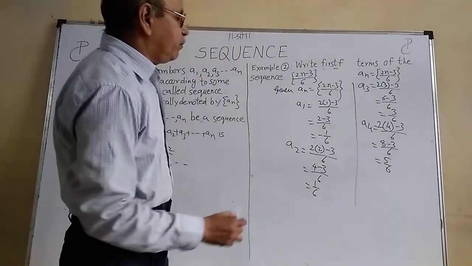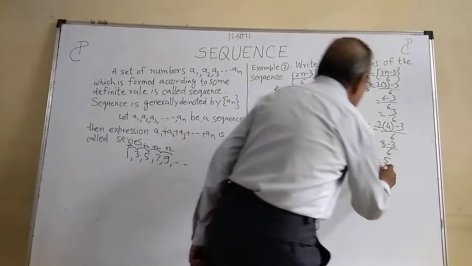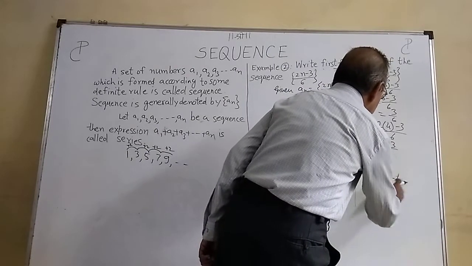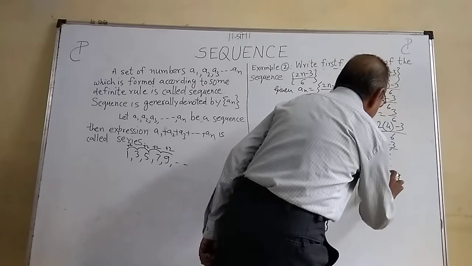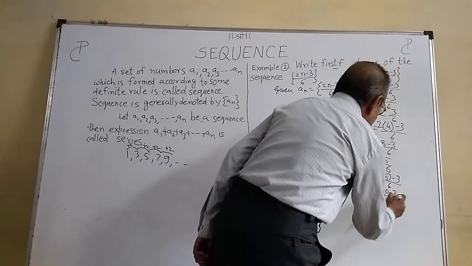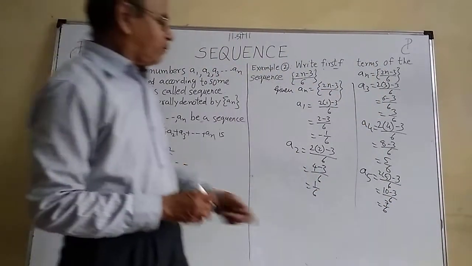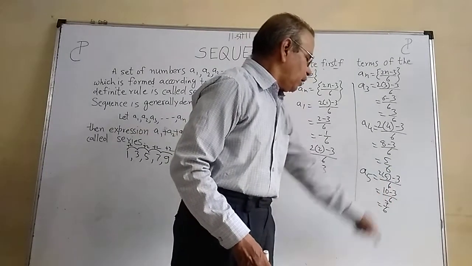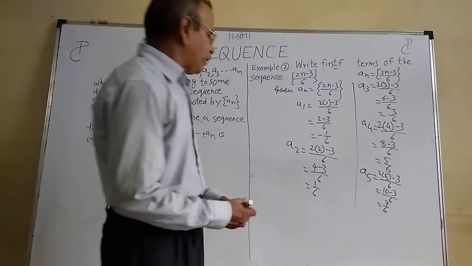And a5 is equal to 2 into 5 minus 3 upon 6, which is 10 minus 3 upon 6, which is equal to 7 by 6. So this is a5, and these are your 5 terms.